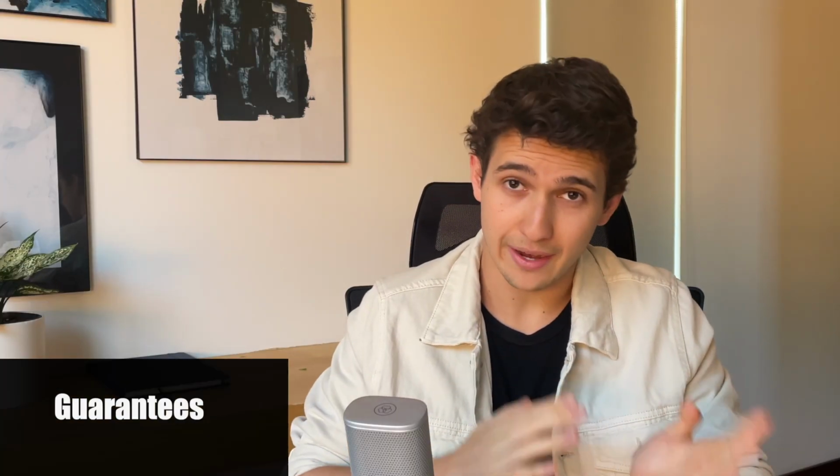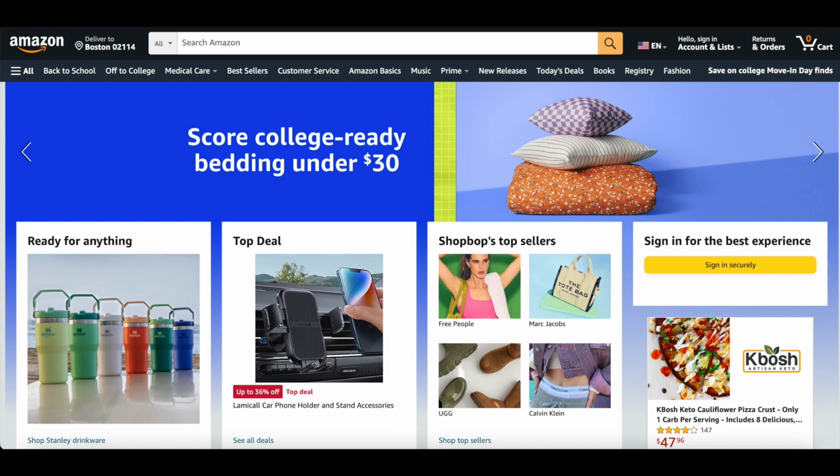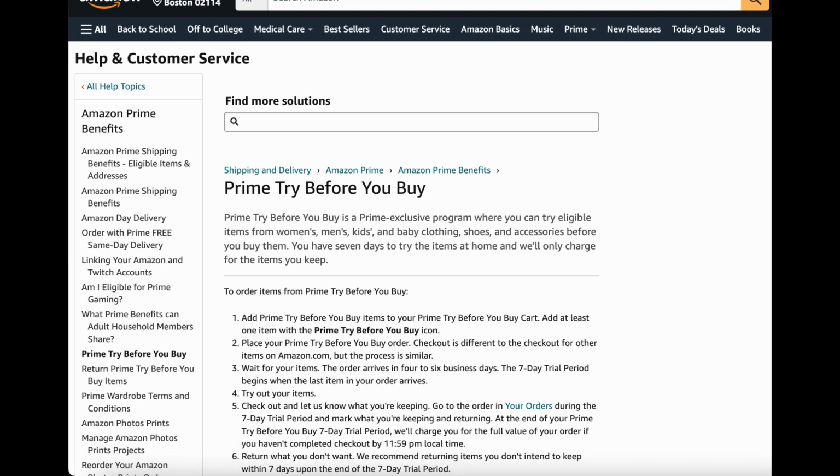Now, when it comes to guarantees, by far the best example is Amazon. Not only do they have the money back guarantee, but now they have the try before you buy guarantee. This means that you can try the products for 7 days before even buying it, which takes away all the risks of you paying for something and not achieving the dream outcome.